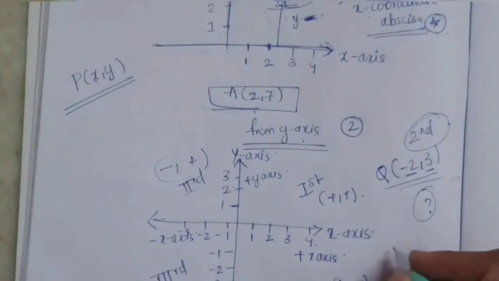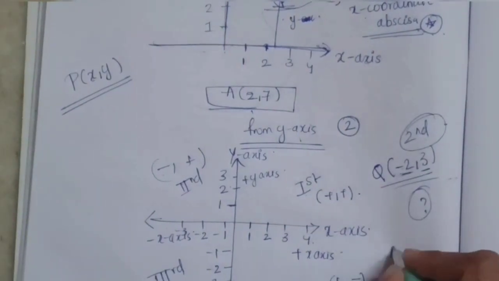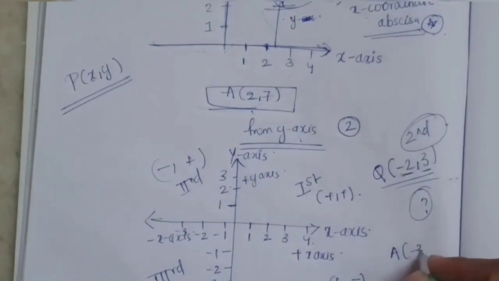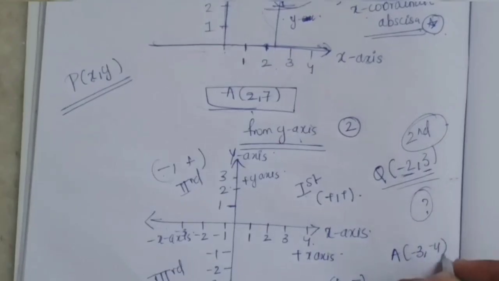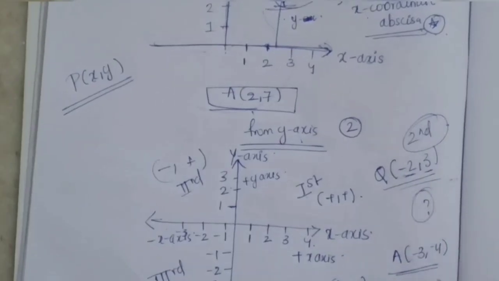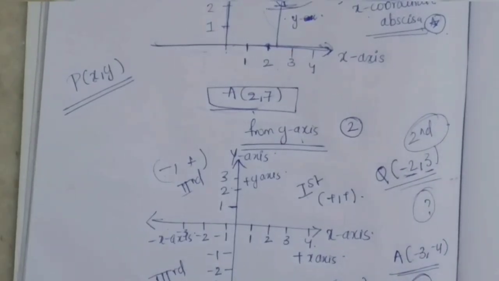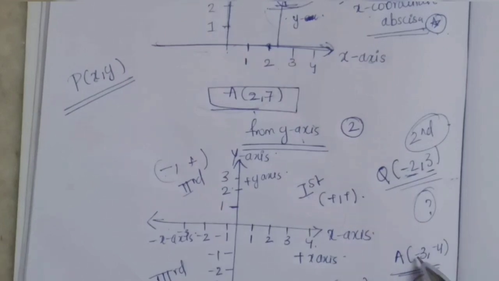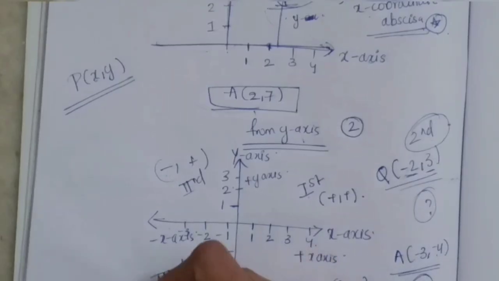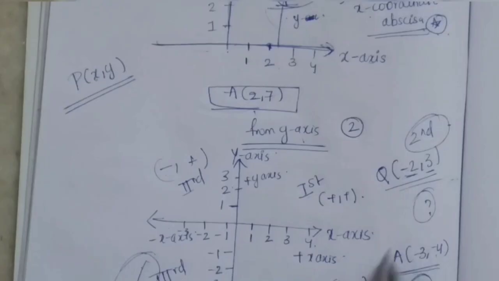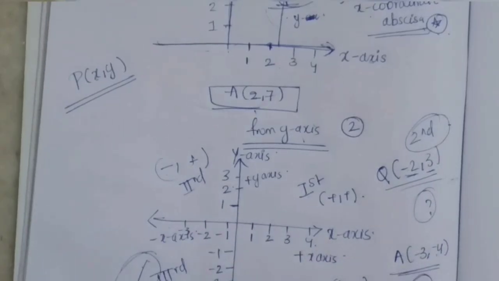Now answer me this question. If a point A is located at -3 comma -4, which quadrant does it belong to? Do solve it on your own and tell me the answer. The x coordinate is minus and the y coordinate is also minus, so minus comma minus, it belongs to the third quadrant. So this point is located in the third quadrant somewhere over here, right?